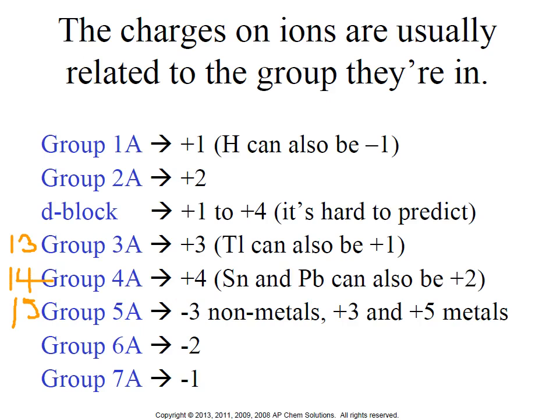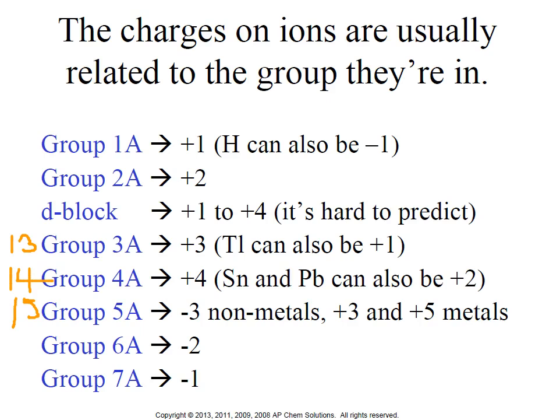So in group 15, your nonmetals, since they have 5 valence electrons, are going to try to gain 3 electrons. That would give them a -3 charge and 8 valence electrons, or an octet. But the metals in that group, the ones under the stairs, could have a +3 charge or a +5 charge. So it's really variable, and you'll have to look at the situation to decide.